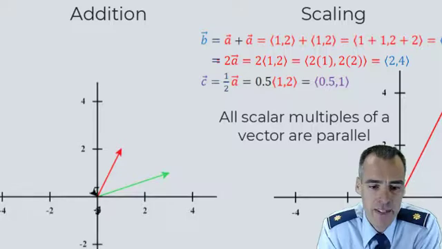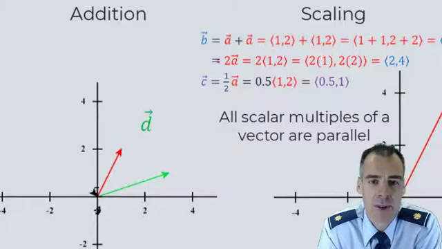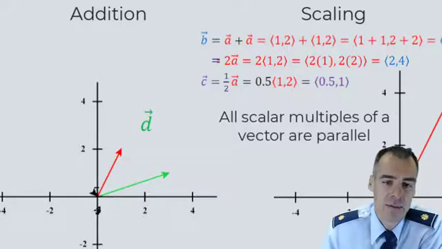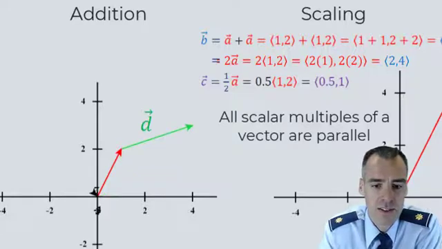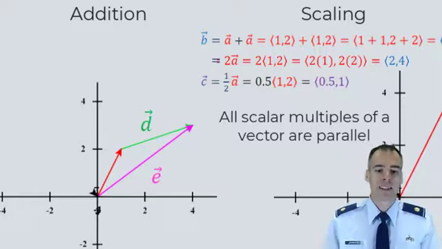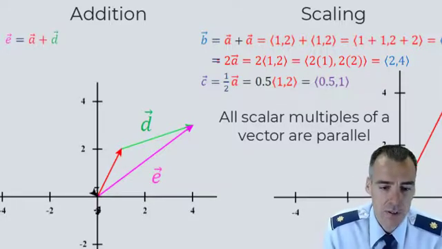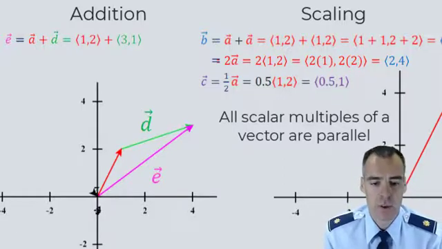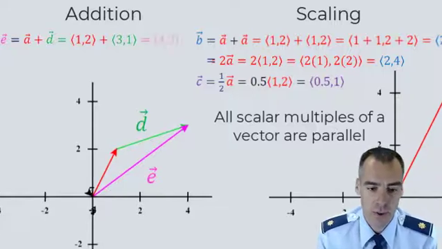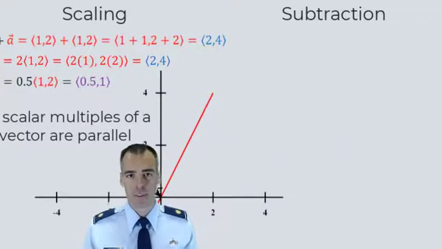Alternatively, you can imagine a vector like D, which is equal to the components (3, 1), is not going to be parallel to A or any of these other ones. And to add a vector like this, we still basically do the same exact process. We just go tip to tail, and a resulting vector starts at the tail of A and ends at the tip of D. So we can describe this algebraically as E is equal to A plus D. So we have our (1, 2), and we add that to (3, 1), and we just add those together and we get (4, 3).